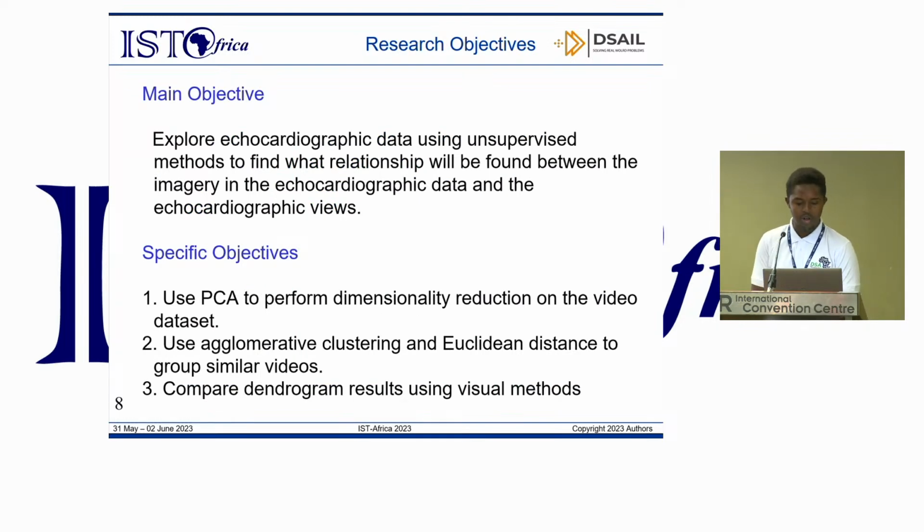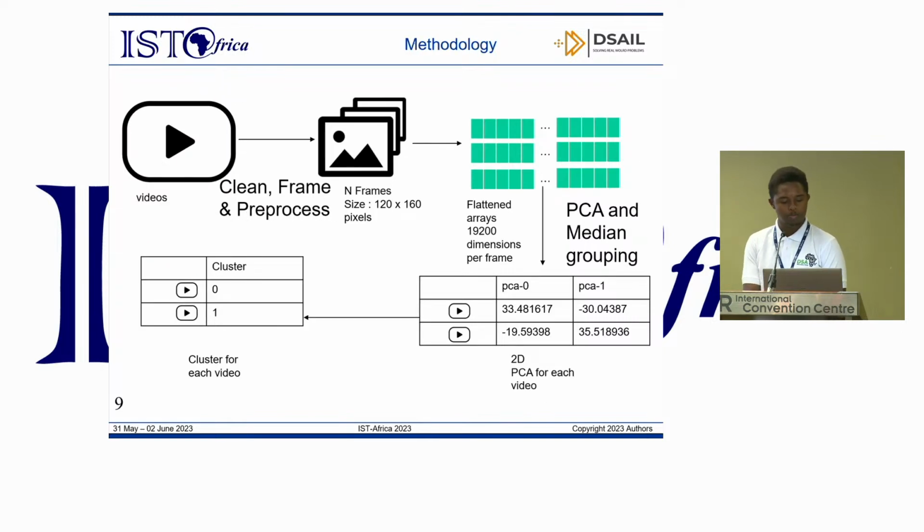We are exploring echocardiographic data using unsupervised methods to find the relationship between the imagery in the echocardiographic data and the echocardiographic views. Specifically, we'll use principal component analysis to perform dimensionality reduction on the videos, and then use agglomerative clustering to group the videos, and then compare the results using dendrograms and visual methods. This is the whole pipeline: video to frames, flattened. We get each video and its components, then we cluster.